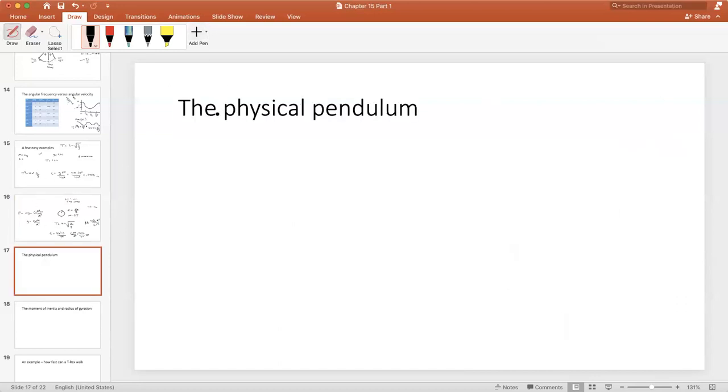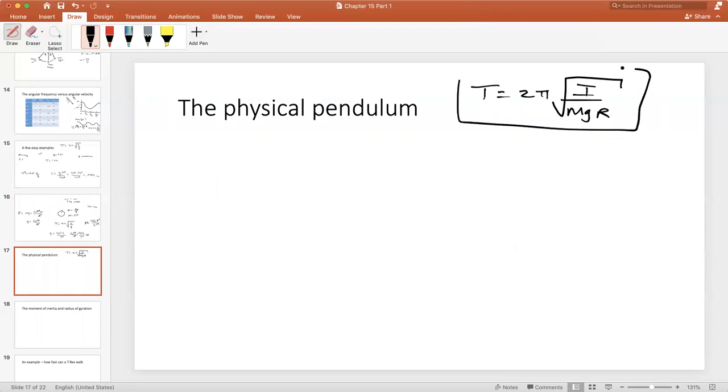All right. As I said, the physical pendulum is 2 pi square root of I over mgR. And that's the equation that I want you to remember. And all we've done so far is we figured out I for a point mass and R for a point mass.